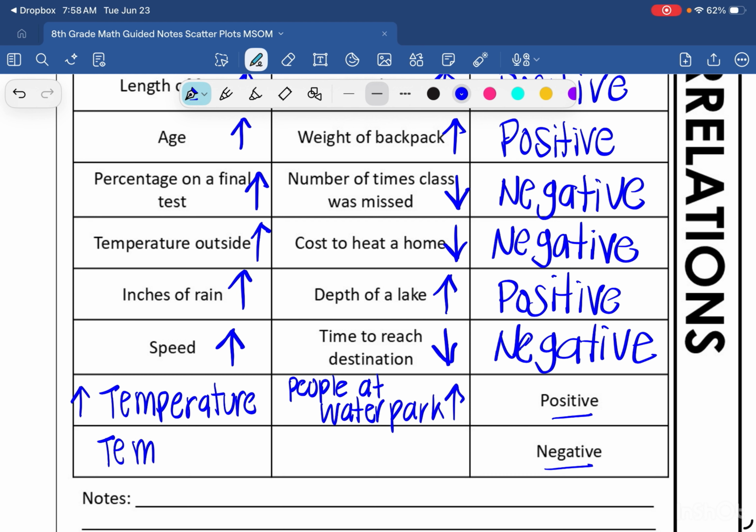And we can do a similar one for negative. As the temperature increases, the number of people at the ski resort will decrease. So as the temperature increases, the number of people at the ski resort will likely decrease because there will be no snow to ski with. That would be a negative correlation.